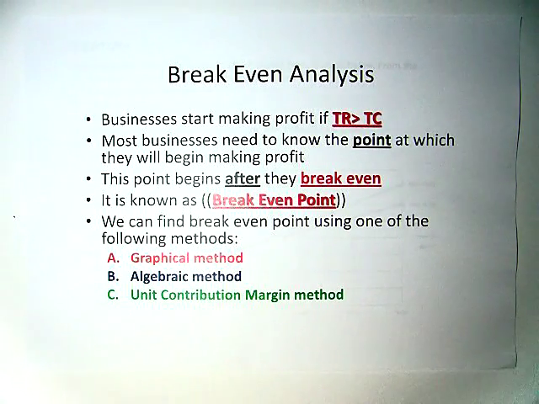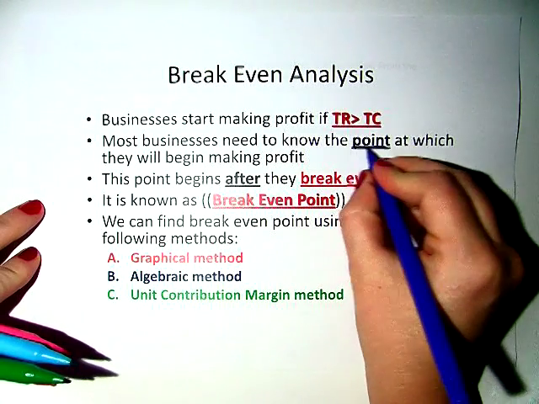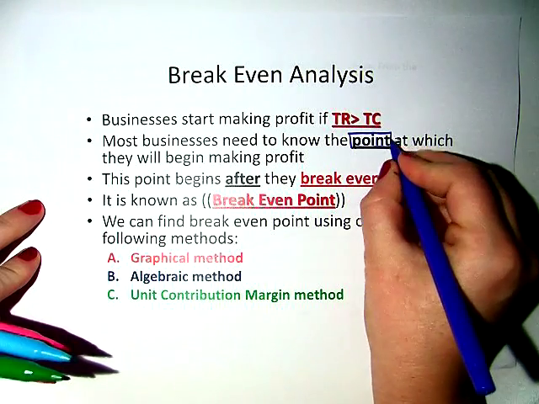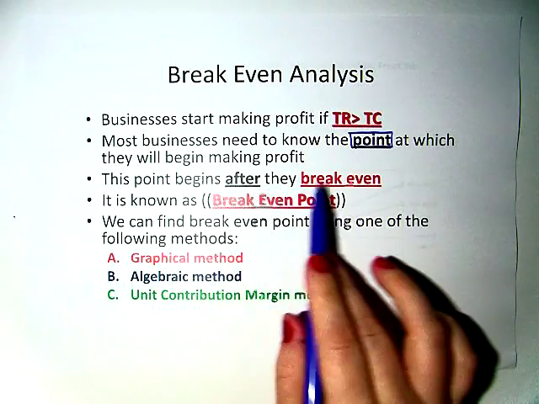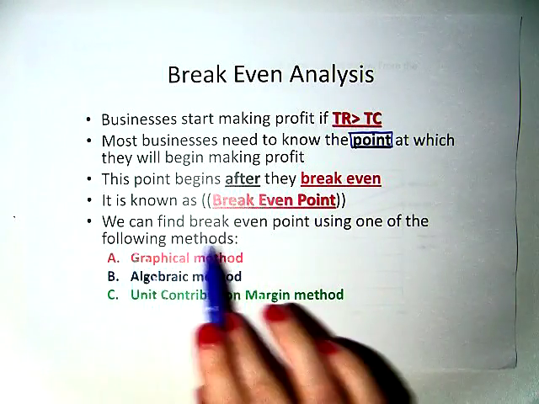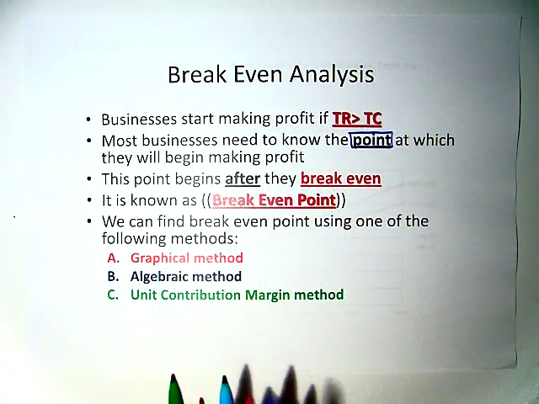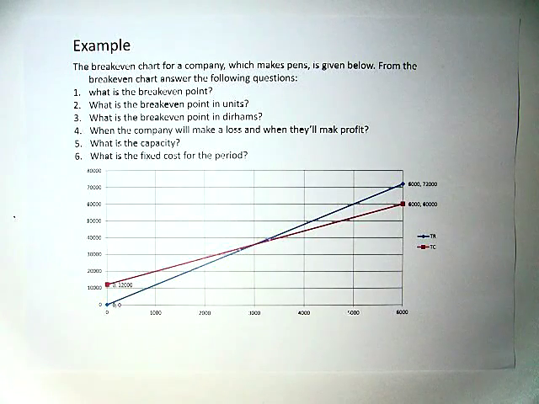Most businesses will need to know the point at which they will begin to make profit. This point begins after they break even. It's known as the break-even point. We just talked about it. We can find the break-even point using one of the following methods, and we're going to start by using the graphical method. So the break-even chart for a company which makes pens is given below. From the break-even chart, answer the following questions. What is the break-even point?